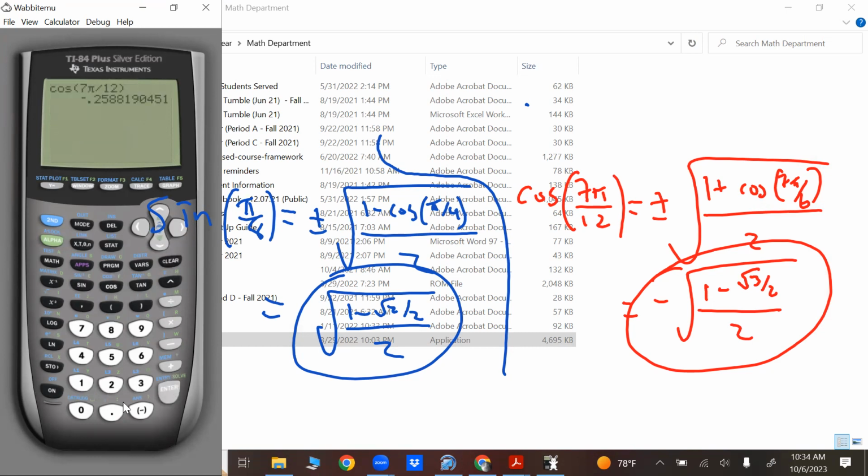Okay, so something weird. Negative root, parentheses, 1 minus 0.5 root 3, and my parentheses. Gosh darn it. I'm checking my work.